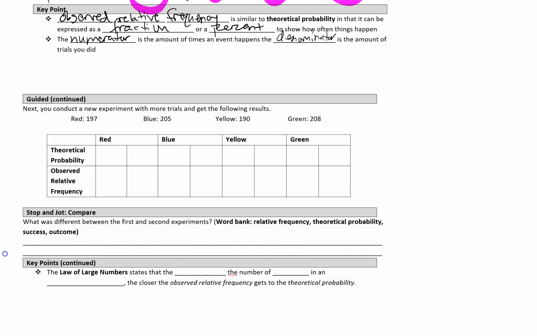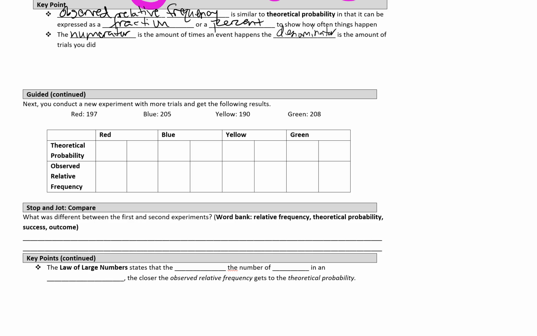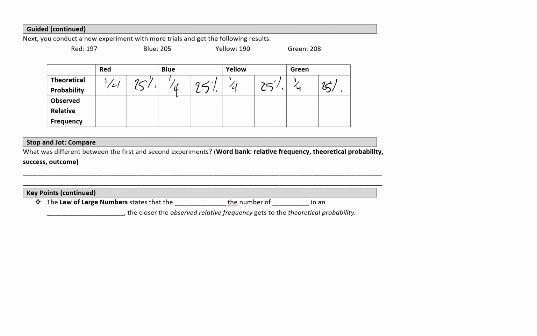So let's keep going with our guided question. We're going to conduct a new experiment and try to get more trials. So our theoretical probability hasn't changed. We're still doing the same situation. So we have 1/4, 25%, 1/4, 25%, 1/4, 25%. That's still our prediction. But now our observed relative frequency, you guys can see these numbers are a lot bigger.